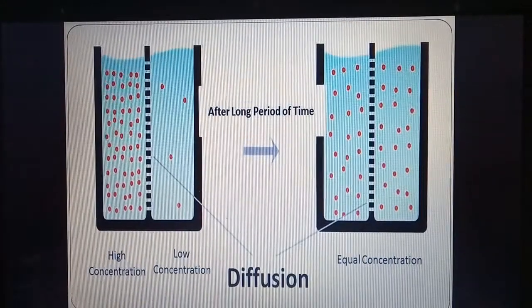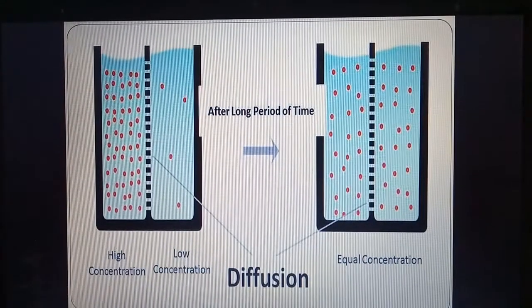Here we can see the process on the left hand side, starting with high concentration and low concentration. We can see that the molecules from higher concentration move to lower concentration, and after some time we can see that on both the sides the concentration becomes equal.